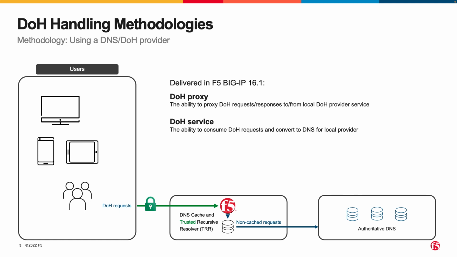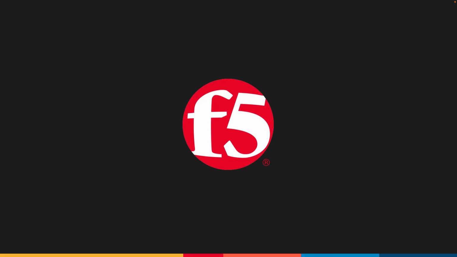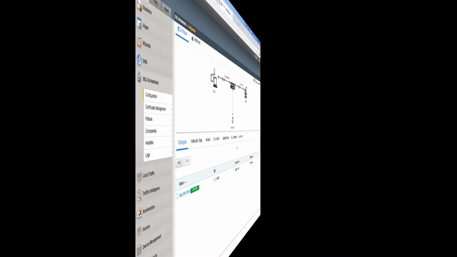Now, BIG-IP 16.1 delivered the ability for a DoH proxy and a DoH service. It allows us to recognize a DoH request, and it allows us to consume the request and convert it to regular DNS. That way we can actually cache any of the responses that we get. All right, next I'm going to show you a little lab environment so you can see what this looks like.